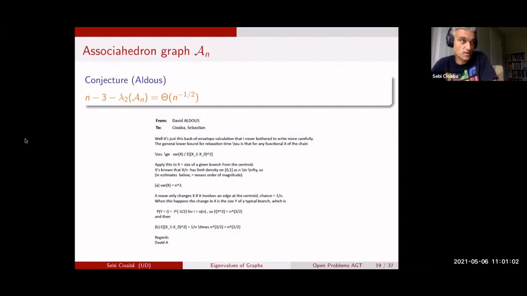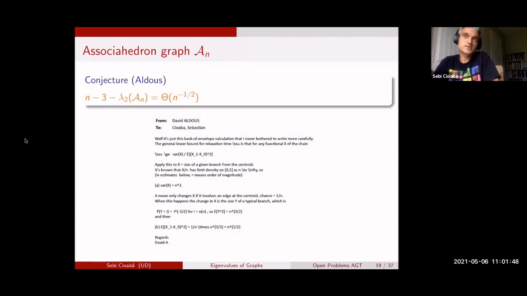So I was talking with Prasad Tetali about these problems, and he told me about three or four random walks that you can do on these triangulations. And he said, oh yeah, this one is related to this conjecture of Aldous about the second eigenvalue. Apparently there is a conjecture of Aldous about the number of steps a random walk needs to converge to the uniform distribution. It's conjectured that the number of steps is about n to the power 3/2. And if you translate that to eigenvalues, the spectral gap of the associahedron graph is about 1 over root n.